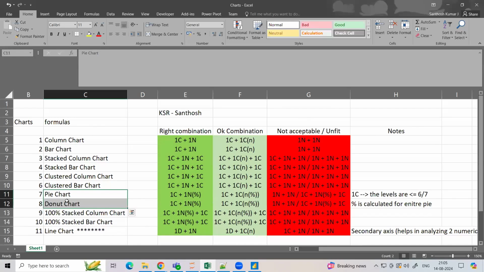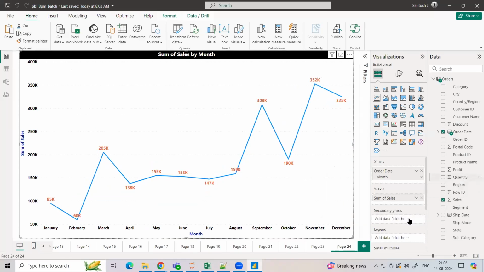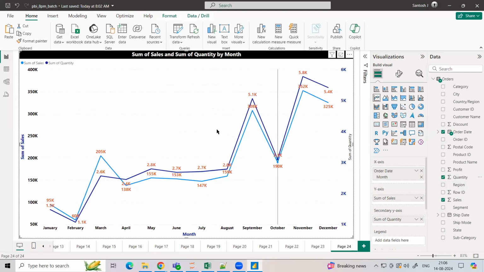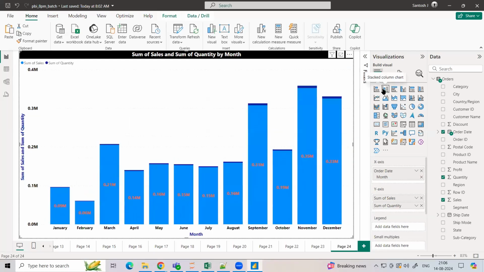Next question. Can you give another example for the secondary axis? Apart from profit and sales, what else can we use to show? See, you can add any numerical value. It's not only about sales and profit. You can add your quantity, and that also works. See, this is quantity, this is sales. If you put them on the same axis, it will get messed up. You cannot use this either. Quantity is not even visible. The light blue is actually sales.